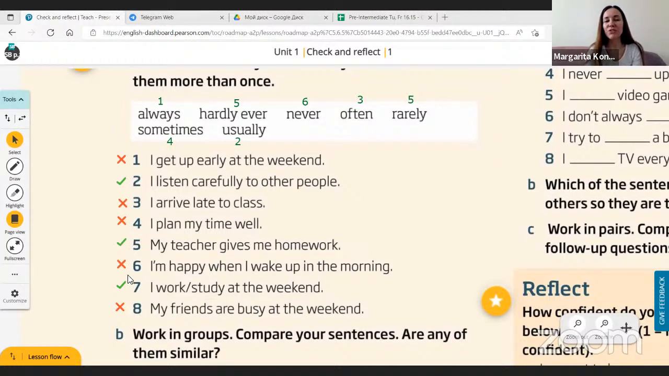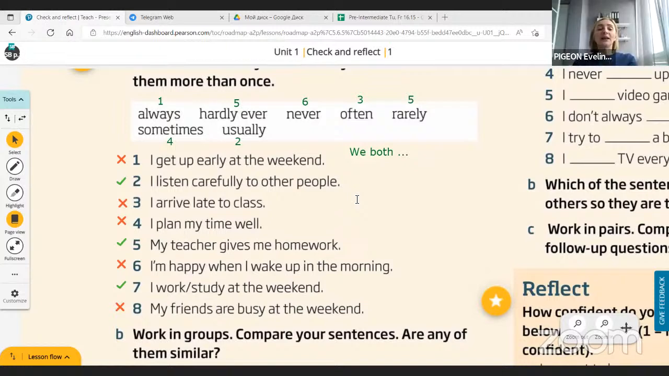Okay, we have got 3 sentences that are the same. Larissa, I would like you to tell me what is the same for us. You can say we, both, and so on, right? Okay, so please tell me, what do we have the same? We both always listen carefully to other people. Very good. Okay, what's next?